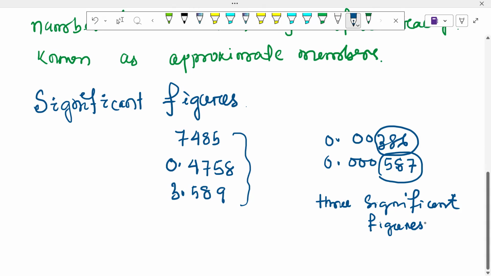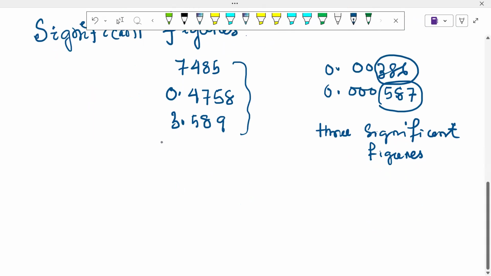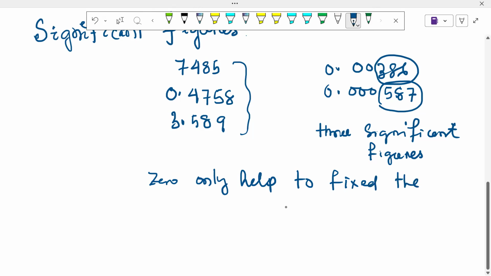Zeros only help to fix the position. Just remember whatever we discuss about the zeros: zeros only help you to fix the position of the decimal point. Similarly, consider a number like 45000.